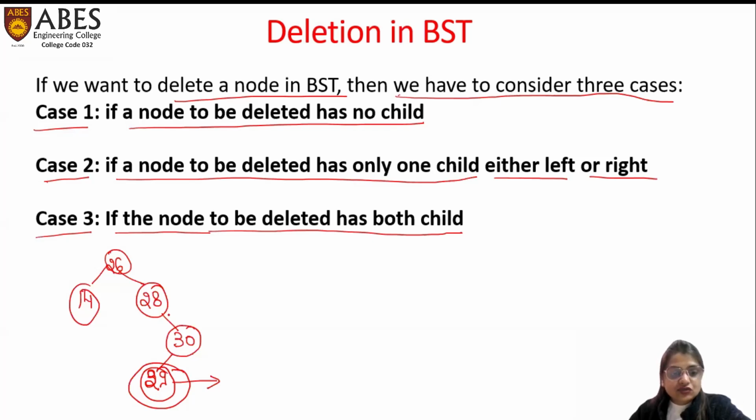Case 2 is if a node to be deleted has only one child. It means if I want to delete 30 and this 30 has only one child, which is the left child, then this will lie in case 2. And for case 3, let us assume some node is there, 27. If I want to delete 28, then this will lie in case 3, in which the node has both the children. Then in this case, we have to consider the third case.